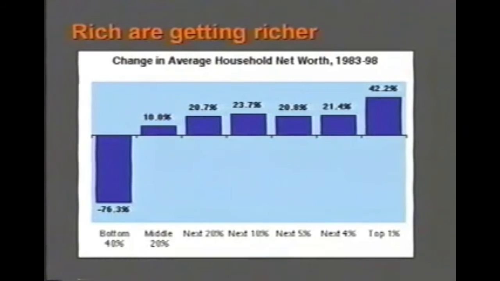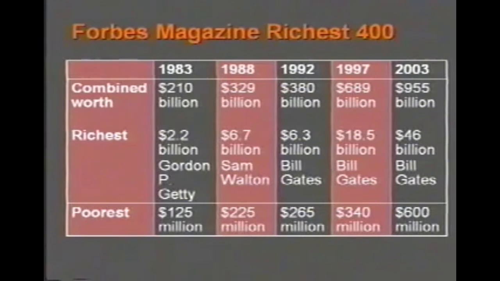I have another chart here that I'm going to show to you, and that is every year Forbes magazine does the richest 400. If you want to go on Forbes magazine online and check out their lists, you can see the richest 400 corporations as well as the richest 400 individuals. I've been keeping track of this for a while, and what we see is that in 1983, the combined worth of the richest 400 was $210 billion. When we look 20 years later, the combined worth of the richest 400 is almost $1 trillion.